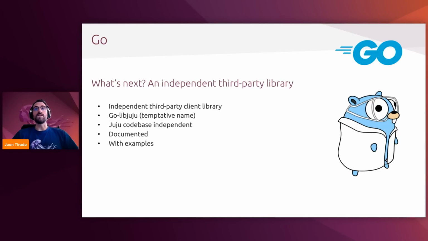Something we are keen on working on in the next months is to release an independent third-party library. And by independent third-party library, I mean having an independent repo. We have our own code, not depending on the Juju code base, so we can make it particularly easier for developers to adopt this new library and work with it. You can imagine something like go-juju. This is a tentative name. Obviously, this is something we have to discuss, how to call it. Again, independent from the Juju code base, so it can live in a separate repo, documented, and with examples.